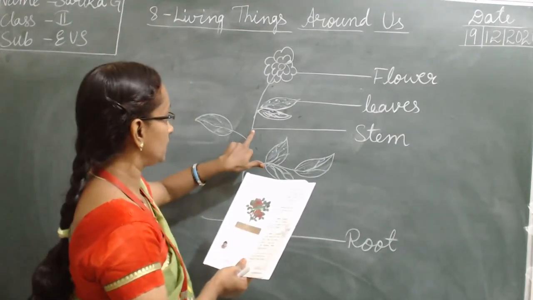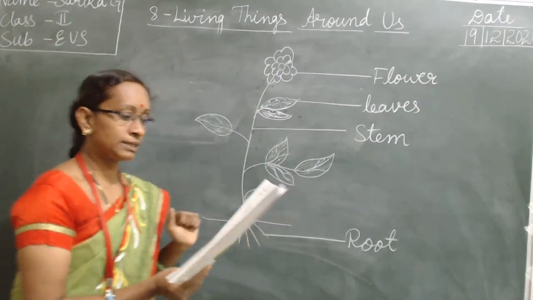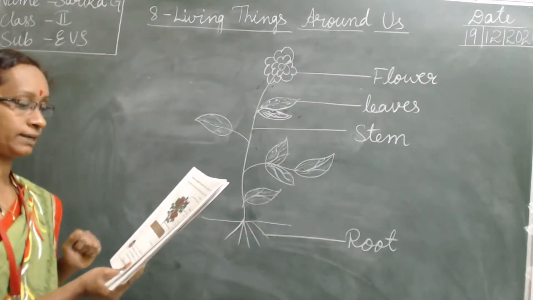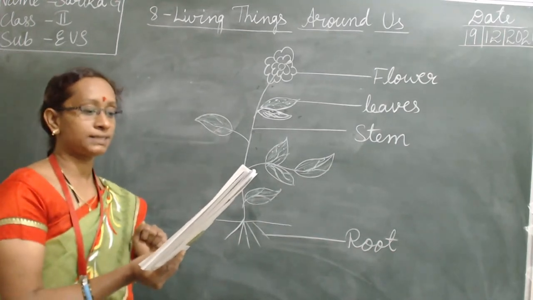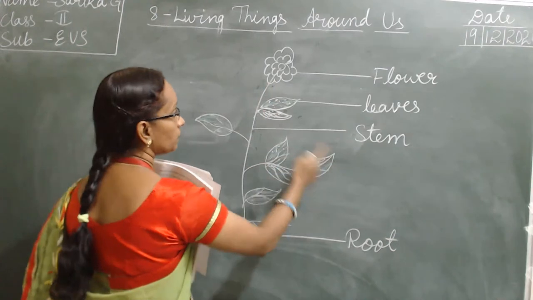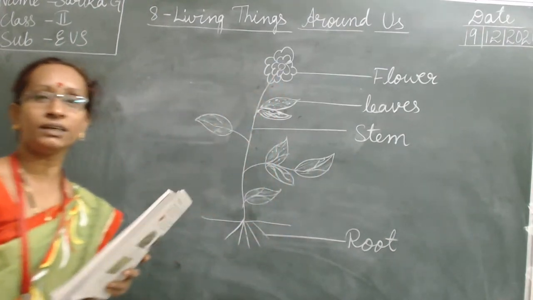This is the stem. The stem supports the plant. It carries food and water to all parts of the plant.